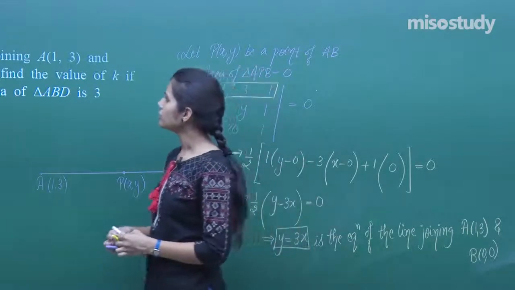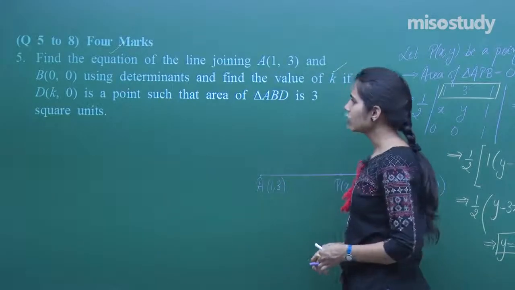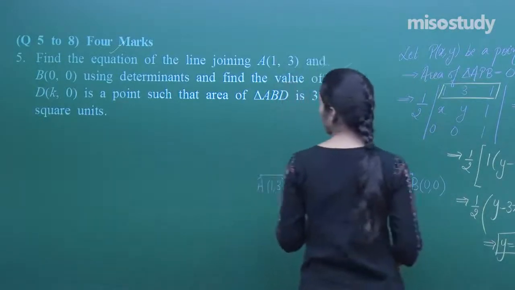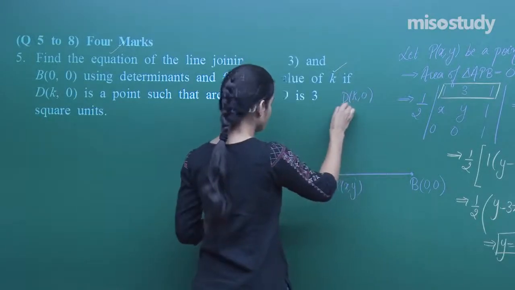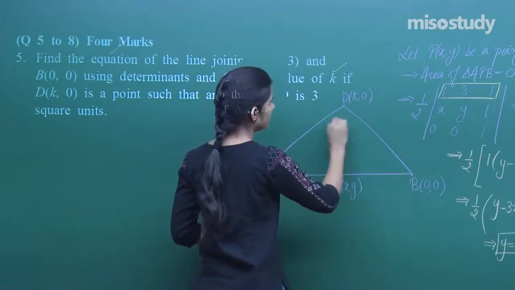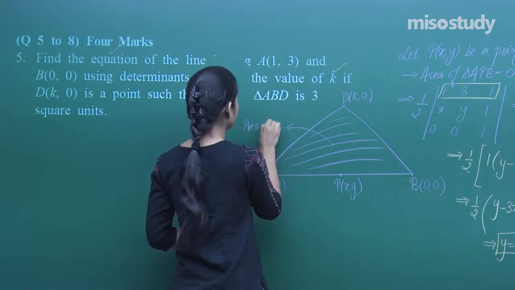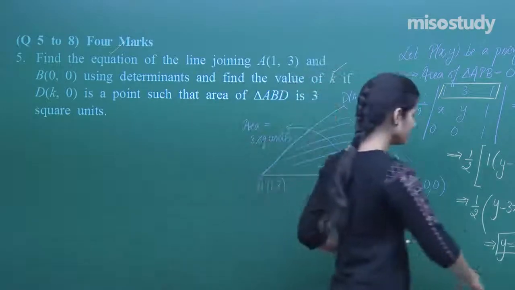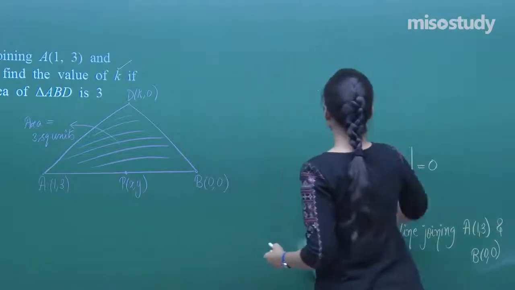Now that we have got the equation, it is also saying find the value of k if D(k, 0) is a point such that the area of triangle ABD is 3 square units. So the point given to you is (k, 0), somewhere here. Suppose D is (k, 0), join it with A, join it with B, and the area of this triangle is given to be 3 square units. Fine. We have already done the first part. Let's tackle the next part now.